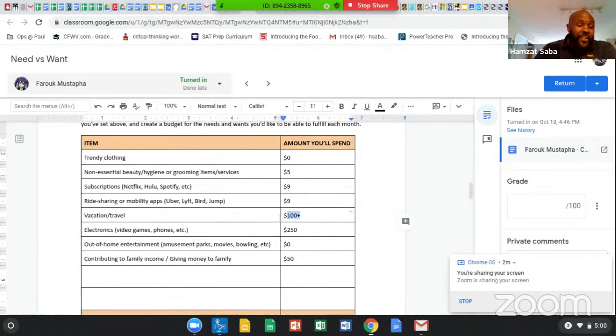So if you're riding in a car and maybe $100 is enough for gas, if you want to drive to Florida or something, maybe that's enough for gas. But you're not going to be able to eat. You're not going to be able to do anything. That's nowhere near enough. Electronics, $250 per month.